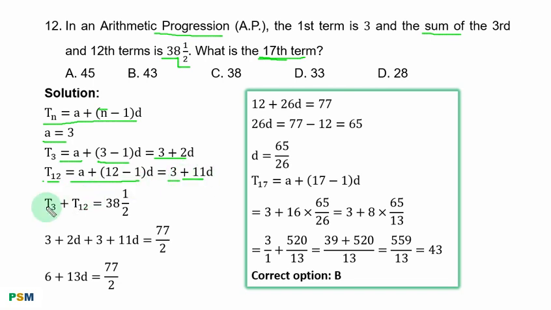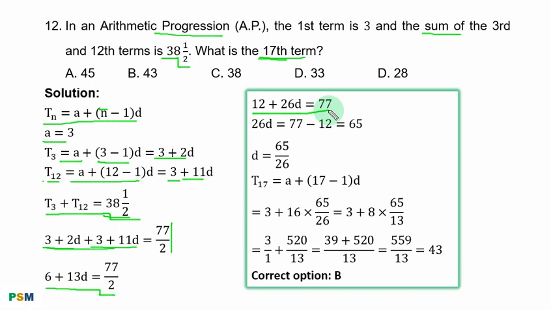If you add the third and the 12th terms, the sum is equal to 38 whole number 1 over 2. This is the third term plus the 12th term. You convert this fraction to improper fraction. You have 77 over 2. If you add like terms here, you have this result. Multiply through by 2 to clear fraction, you have these results.